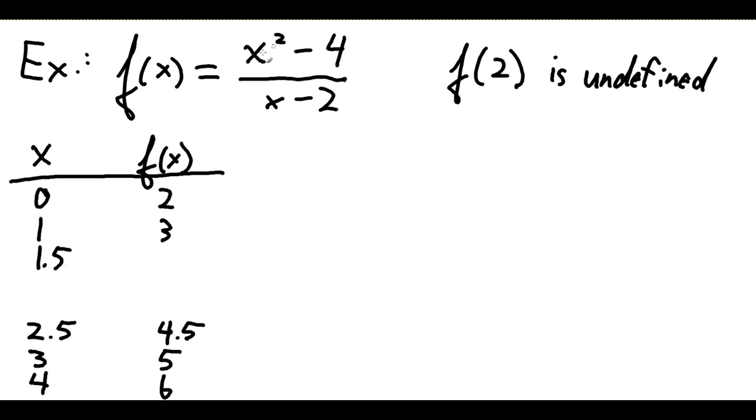1.5 squared, well, 15 squared is 225, so 1.5 squared is 2.25. If we subtract 4, that gives us a negative 1.75. 1.5 minus 2 is negative 1/2, so negative 1.75 divided by negative 1/2 will be a positive 3.5. Okay.